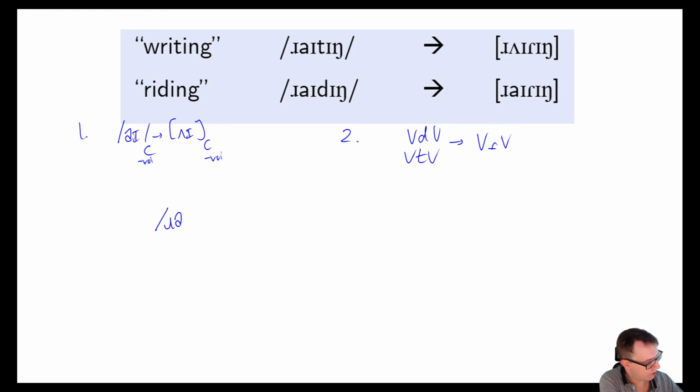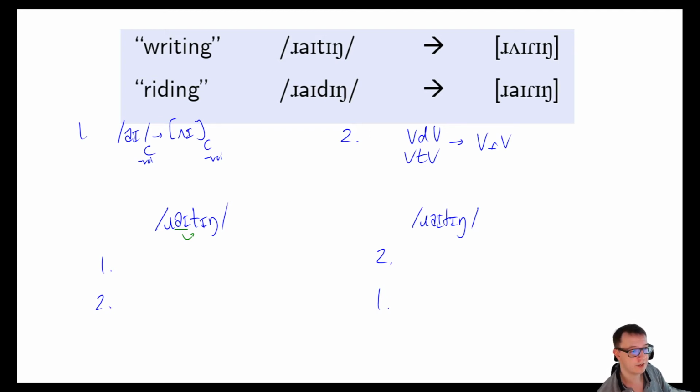So I'm just going to do writing. I'm not going to do riding, but you can do that one yourself if you'd like. But in advance, I know there's not going to be a difference there. So let's do 1, 2 and 2, 1 and see what happens. So the first one, if we do 1 first, it says that the vowel raises before a voiceless consonant. So we have aI before the voiceless consonant T. So what we see is some raising. So we get writing.